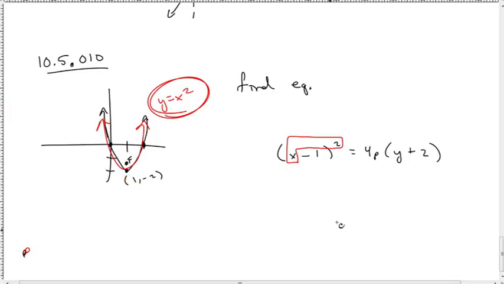Okay, so this is what we have so far. And I need to find what p is. And then after that, I can find the rest of the equation. Well, I don't know what my focus is. It's just kind of floating out there. But I do know that we're touching the x-axis at 0, 0. So I can actually just plug in 0, 0 and start solving for p.